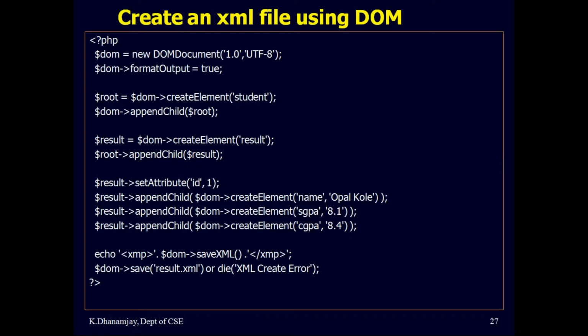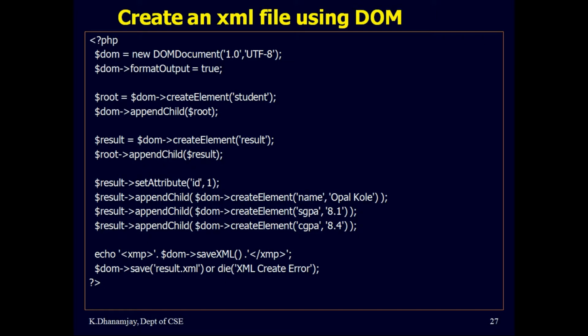Okay, let's see one practical example of how to create an XML file by using DOM. To create an XML file by using DOM, we have a new document. You have to specify the version, which means the XML version, of the file created using a DOM structure.